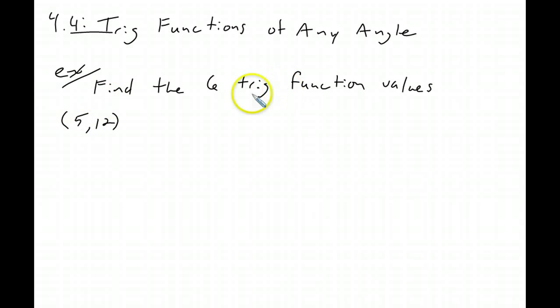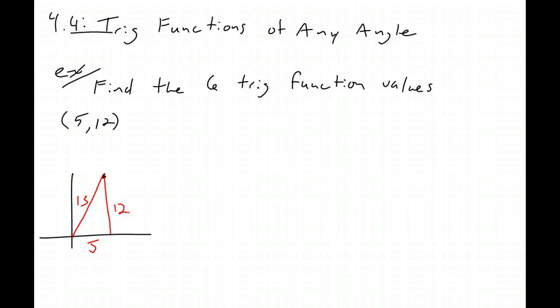We have: find the 6 trig function values of (5, 12). Notice, this is not a point on our unit circle, so we can't say that x is cosine and y is sine. So we actually need to draw out a triangle. If it's (5, 12), it's over 5, up 12, so it's somewhere up here. So I have a radius, I have a triangle, over 5, up 12. You can use the Pythagorean theorem to find the other side, so we'll have a 5, 12, 13 triangle.